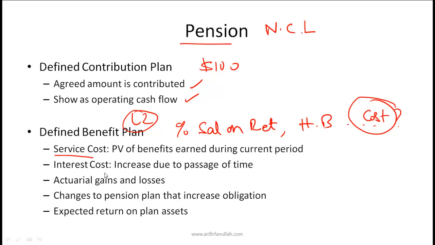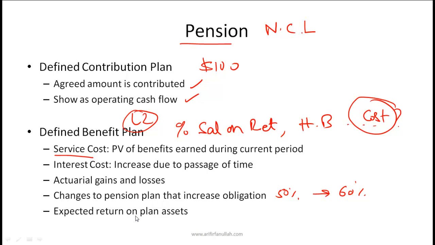Interest cost is the increase in the liability due to passage of time. Actuarial gains and losses are any changes in the pension obligation because of changes in actuarial assumptions. Then there are changes to the pension plan that increase the obligation. For example, if the company decides that rather than paying 50% of salary as pension, it will now pay 60% of salary as pension. Any changes to the obligation because of changes in the pension plan are another component of the cost.